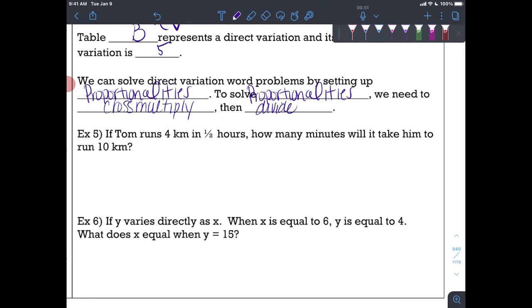So, if Tom runs 4 kilometers in 1/2 hour, how many minutes will it take him to run 10 kilometers? Okay. So, first thing, they have a lot of different units going on. Here's hours, here's minutes. I'm going to change that into 30 minutes because I'm looking for an answer in minutes. So he ran 4 kilometers in 30 minutes. How long is it going to take him to run 10?